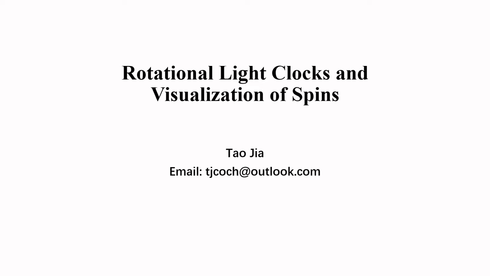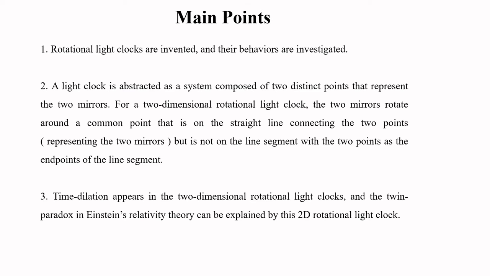The rotational light clock can also be used to solve the twin paradox in Einstein's relativity theory. Here we talk about the main points of this paper. The first point is that rotational light clocks are invented and their behaviors are investigated.